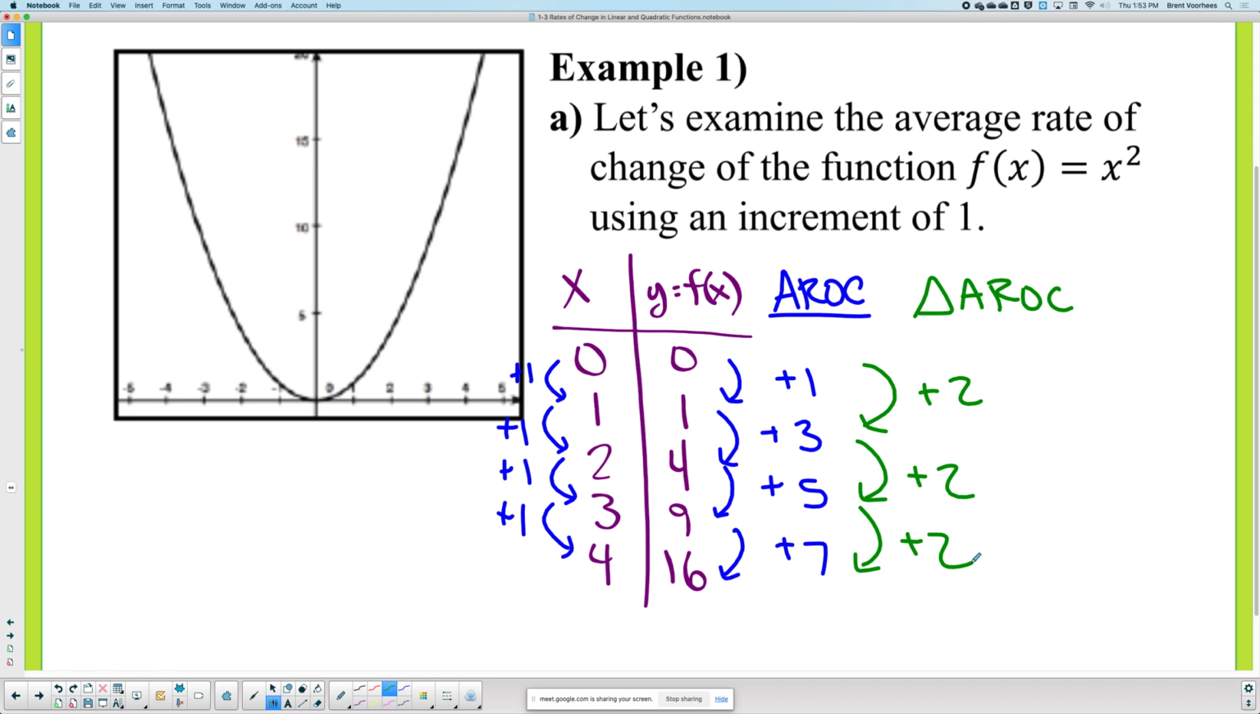Yes, sir? Is this like the AROC like velocity and delta AROC like acceleration? How do you know that's called derivatives, but how do you know that? Physics. Yeah, absolutely. I told you earlier, I have a hard time saying AROC and change in AROC, because when you get to calculus and you start doing derivatives, what you're going to find is this first derivative is always velocity, and the second derivative is always acceleration. So that's exactly what it is. It's velocity and acceleration.